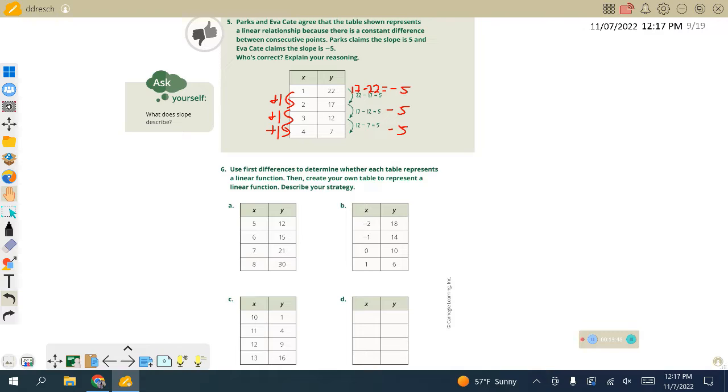But this person did it incorrect. It's a common mistake to do. So trust your eyes. You know what's going on here. It's going down by how much? 5. Okay? So Parks claims the slope is 5. Eva Kate, wherever they get these names from, claims the slope is negative 5. Who is correct? So who is correct? Yep. Eva Kate is correct.